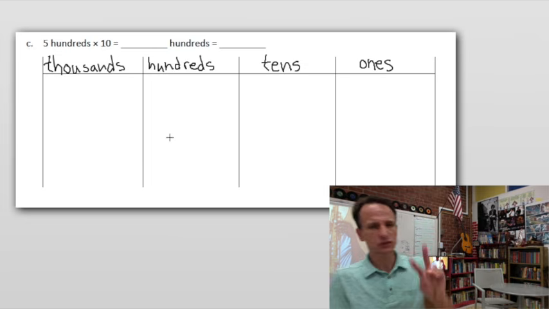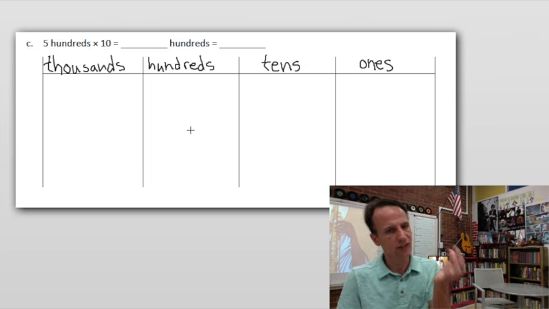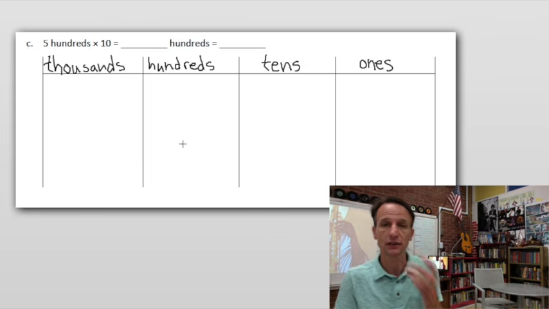Okay, now they switch the order of it. So it's 500s times 10, but that doesn't make a difference because multiplication, like addition, is commutative. Do you remember that word, commutative?